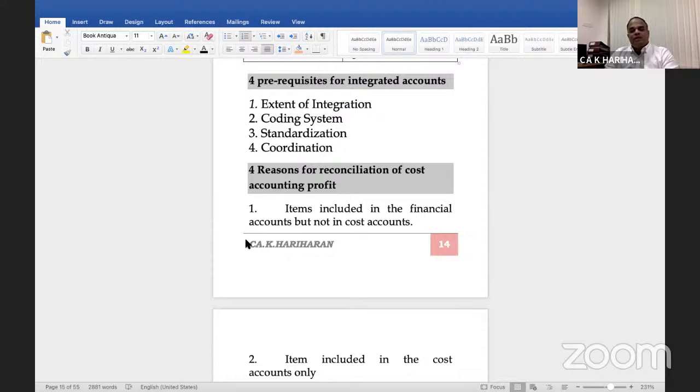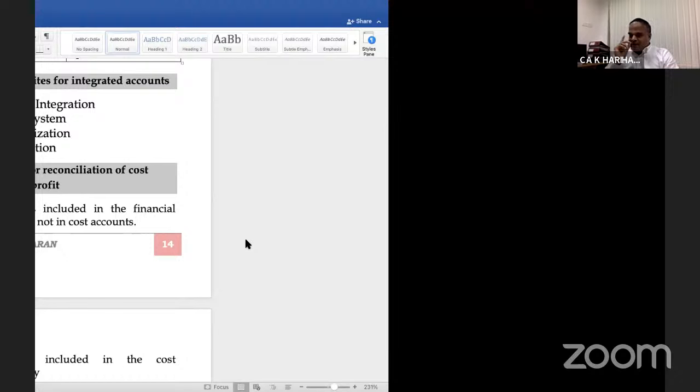Listen here, my dears. The concept of reconciliation arises only in case of a non-integral accounting system. If I'm having an integral accounting system, cost accounting and financial accounting in only one book, then only one profit. There is no need for any reconciliation. Otherwise reconciliation arises. Cost accounting department separately, financial accounting department separately: the cost accountant is going to take care of the cost accounting records, the chartered accountant is going to take care of the financial accounting records. The profit as per the financial accounting may not be equal to the profit as per the cost accounting. Why is there a different profit? Period remains the same, product remains the same, purchases remain the same, sales remain the same, transactions remain the same. Why is there a difference in profit? The reason.